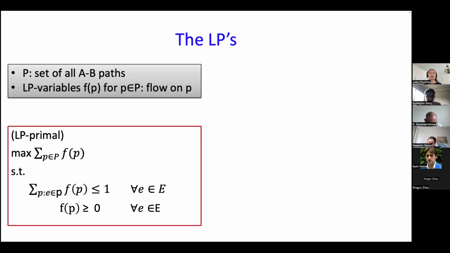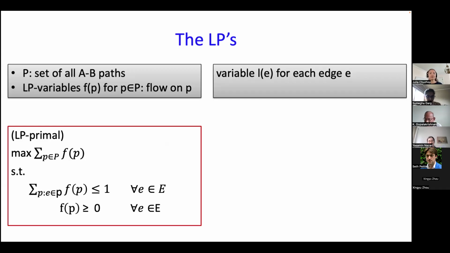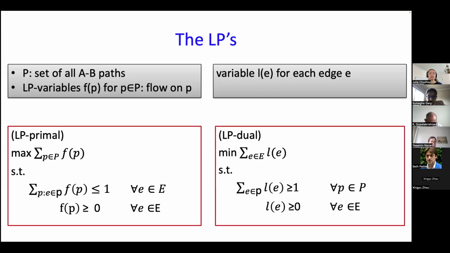It's actually a relaxation of min cut. For every edge, there's going to be a variable L of E, and I'll think of it as the length of this edge. And intuitively, what does this dual say? It says assign lengths to the edges so that the length of every A to B path becomes at least 1. And subject to this, minimize the total length of all the edges. So these are the two LPs.